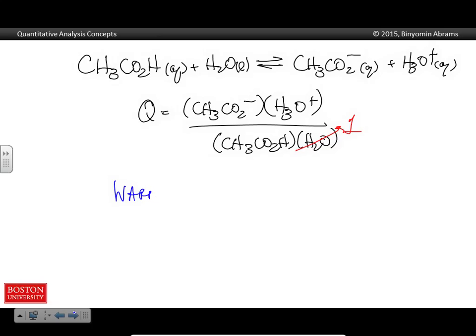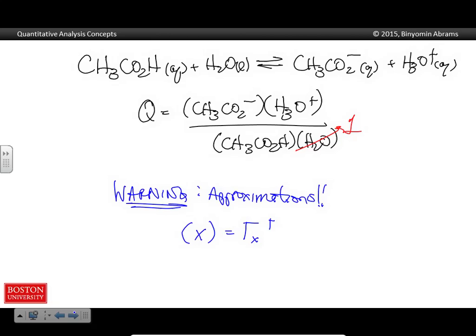Here's a warning, though. These are approximations. In reality, the molar concentrations are not the activities, but rather the activity would be some constant, the activity coefficient, times the molar concentration. But since we're going to assume that we're dealing with ideal solutions, or solutions that are relatively dilute, we can assume that the activity coefficient is 1 and just set the molar concentration equal to the activity. So these are the equilibrium quotients, Q.